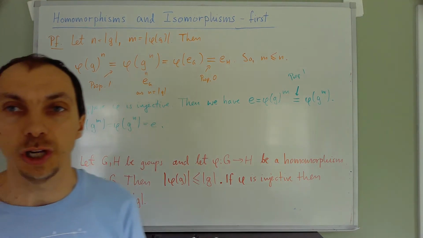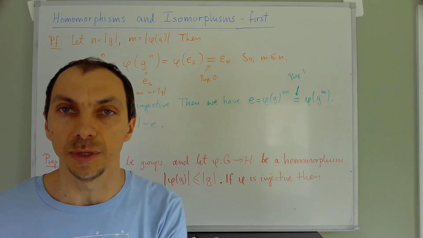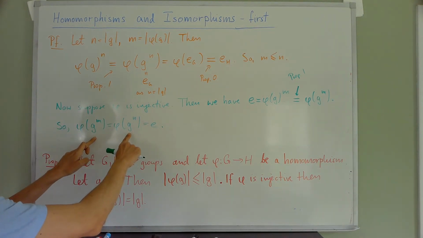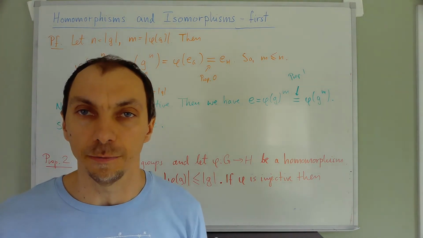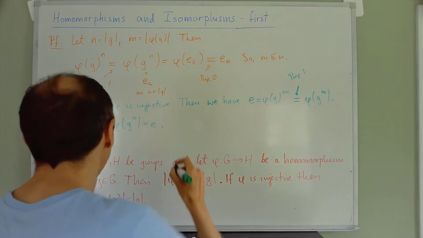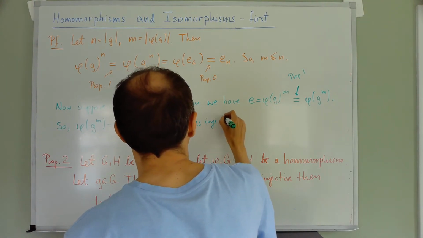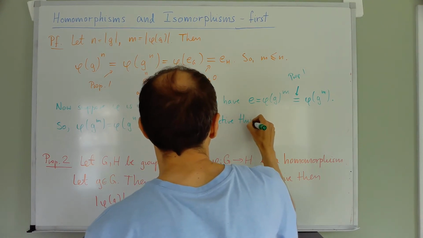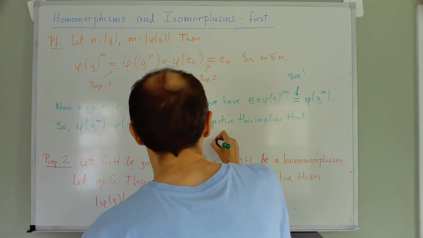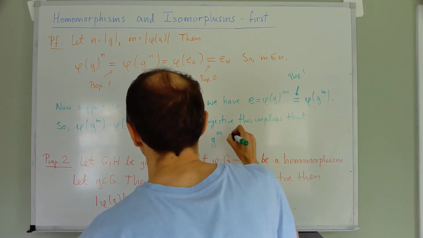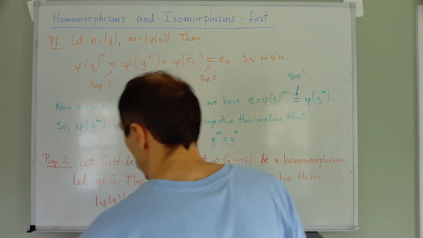Okay, but if phi is injective, that means different elements must be mapped to different elements. Because G to the n and G to the m both are mapped to the same element, they couldn't have been different. They must be the same element. As phi is injective, this implies that G to the n is equal to G to the n.